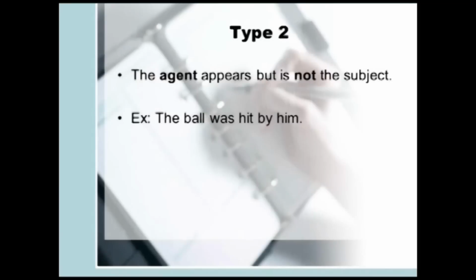And the example here would be, the ball was hit by him. Okay, in this case, the ball is still our subject, was hit is still our verb, but the him or he is the one who's actually doing the hitting. So in this case, again, there is an agent in the sentence, but it's not the subject. And again, think of this, it's passive because the subject is actually being passive. It's being acted upon by the verb. It's not doing the action. So the ball was hit by him instead of he hit the ball.